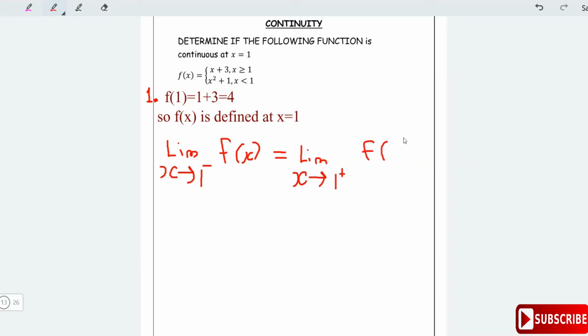So to evaluate the limit as x approaches 1 from the left-hand side, we're finding the limit as x approaches 1 of x squared plus 1. This is the left-hand limit. When you plug in 1, you get 1 squared plus 1, which is 1 plus 1, and that is 2. Nice. Now we need to evaluate the limit on the right-hand side.